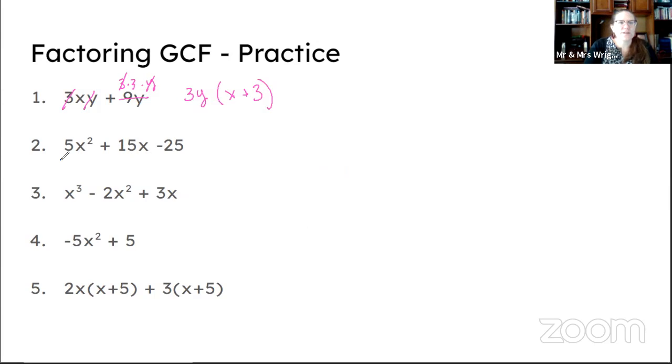All right, so let's look at this one. I've got 5 times x times x. This is 5 times 3 times x. And this is a negative 1 times 5 times 5. So let's see what they have in common. Well, each one of these has a 5 in it. So 5, 5, and 5. I'm going to go ahead and put a 5 right there at the beginning as my greatest common factor, because there's nothing else that they have in common.